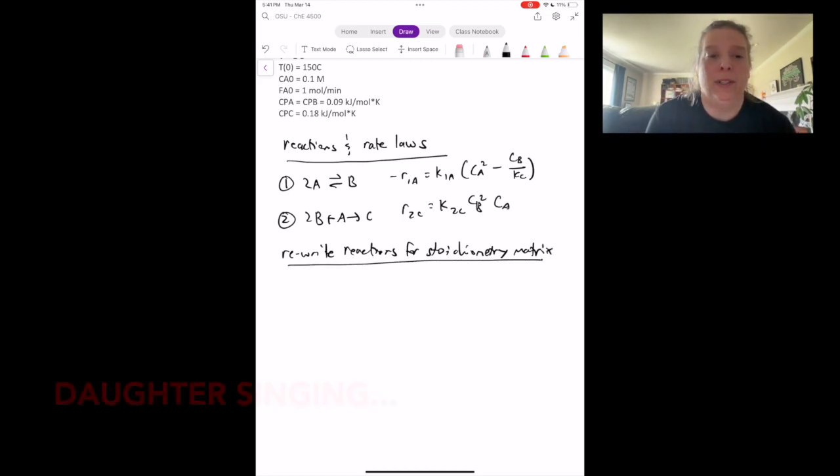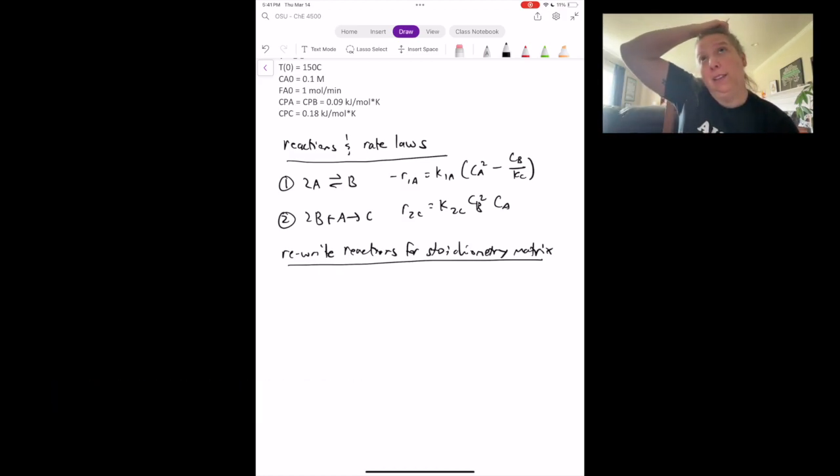Number one, I'm going to scale the stoichiometry of all the different reactions so that the stoichiometric coefficient on the species with which the rate is written in terms of is equal to 1. So that means for reaction 1, I'm going to divide everything by 2 so that the stoichiometric coefficient on A is equal to 1. And for reaction 2, I don't have to do anything there. The rate there is written in terms of species C, and the stoichiometric coefficient on species C is already equal to 1. Okay, so we're used to doing that.